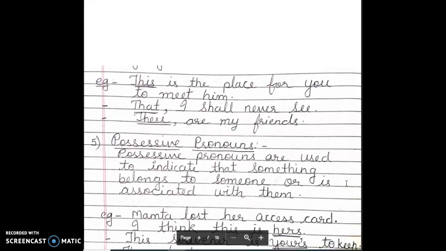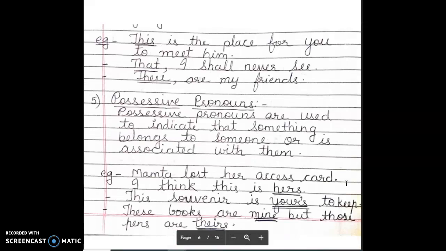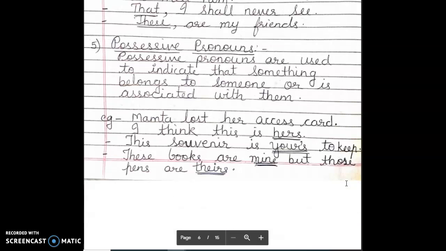These are my friends. Right? Who are my friends? These are my friends. So I'm pointing out to these. So these all are demonstrative pronouns. When I'm pointing out something, this is a demonstrative pronoun.